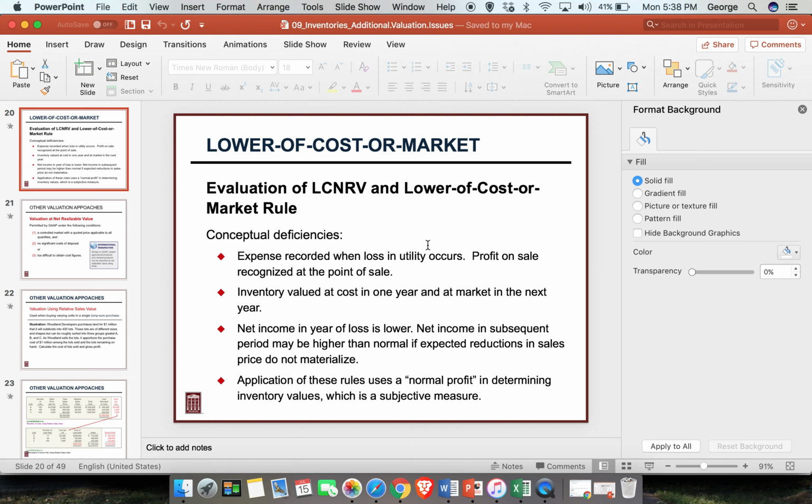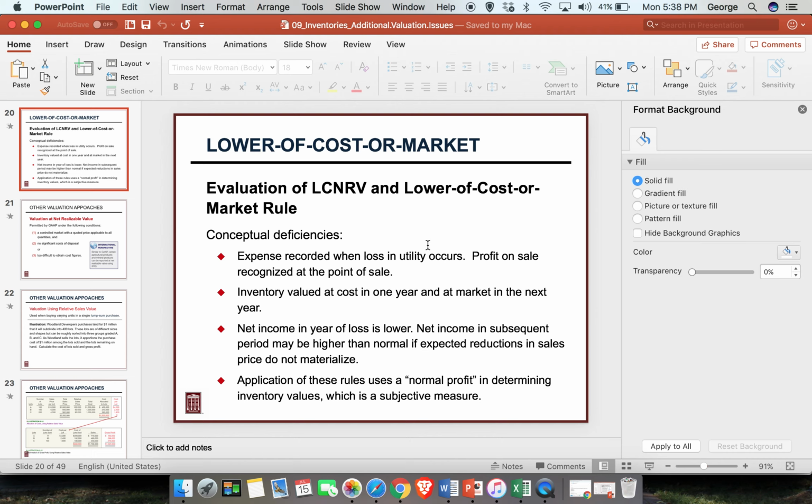So the expenses don't match up with revenues. The expense is basically the reduction in value. Inventory might be valued at cost in one year and market the next year, so it's an inconsistency. Net income in the year of loss is lower, but then in subsequent periods it may be higher if those reductions didn't take place. So there is some judgment going on here, right? And that's what I think they're trying to talk about here, that you've got net income in the year of loss is lower, and then we're supposed to have kind of, not higher, but the same amount of income. But what happens is the reductions didn't happen.